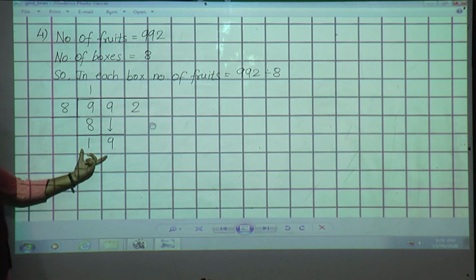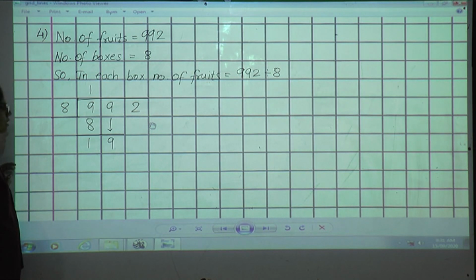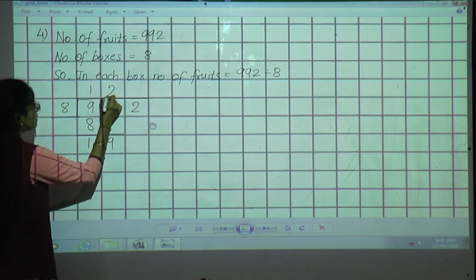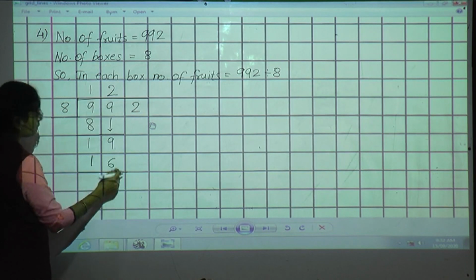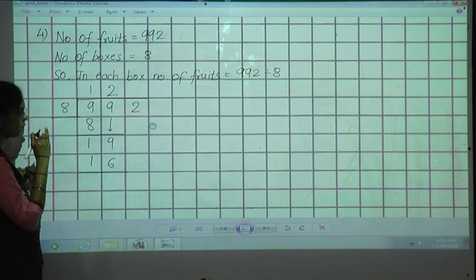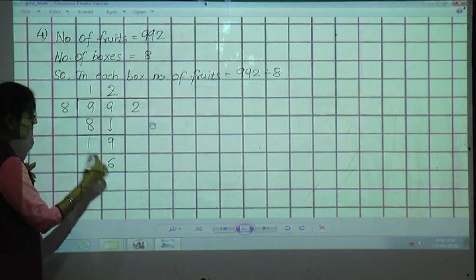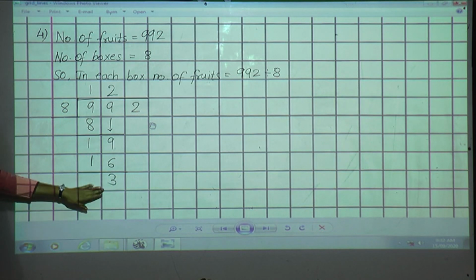Now here we have 19. Now see again table of 8. Can you see the number 19? Yes, 19 is not there. So see the smaller than 19. Which number is there? 8 2s are 16. Okay. Now 19 minus 16. Yes, count your fingers. 17, 18, 19. 3 are remaining. Okay, so we'll write here 3.